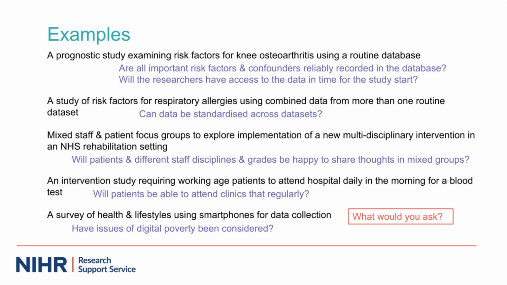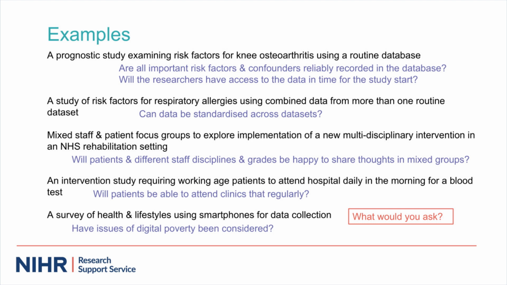An intervention study requiring working age patients to attend hospital daily in the morning for a blood test. Will patients be able to attend clinics that regularly? Have you done sufficient PPI to show that actually that will work? Or are they all saying, well, no, that's far too punishing a schedule for us, so we're going to have to do something different?